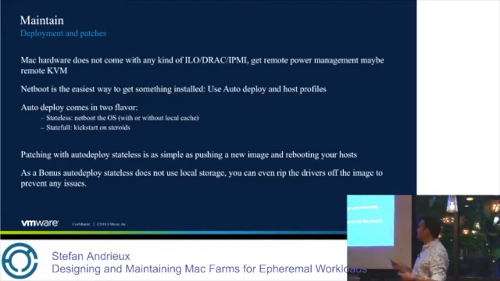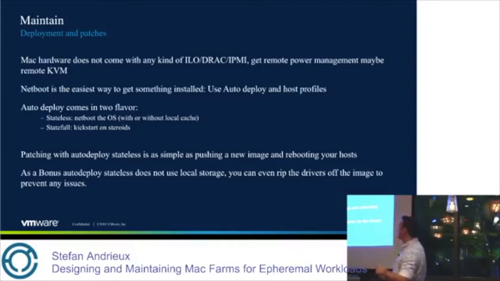So back to how to deploy it. Netboot is the easiest way to get anything on the Mac, except if you have someone in charge of dropping a master on there and then putting the Mac Pro in the data center. Netboot is pretty cool. The way to say it in vSphere is auto-deploy plus the host profiles. It allows you to stream the image directly to the Mac Pro and run it from there.